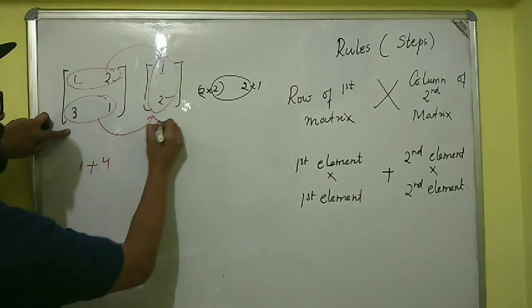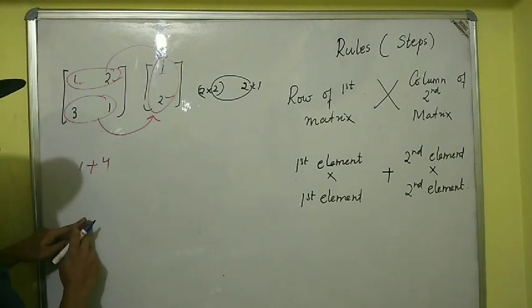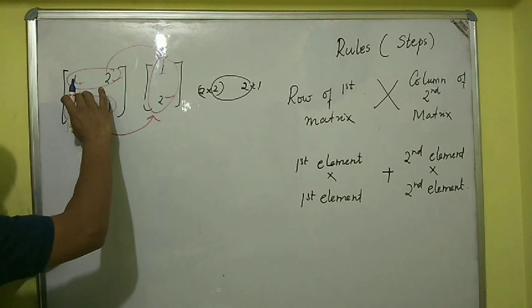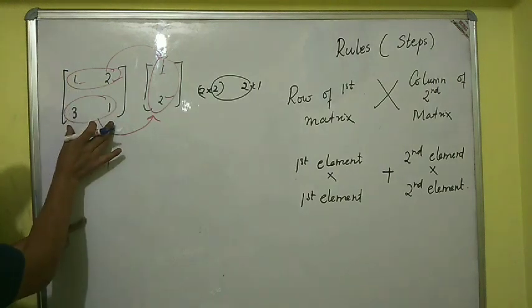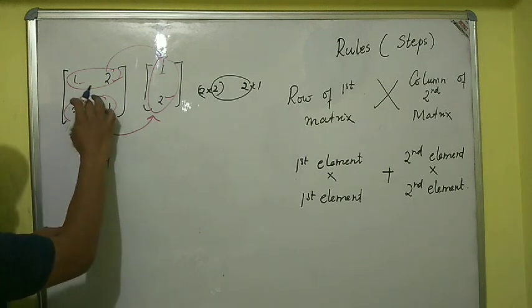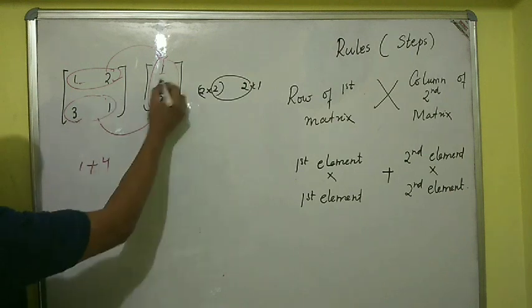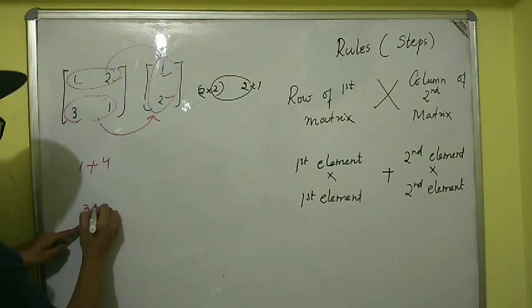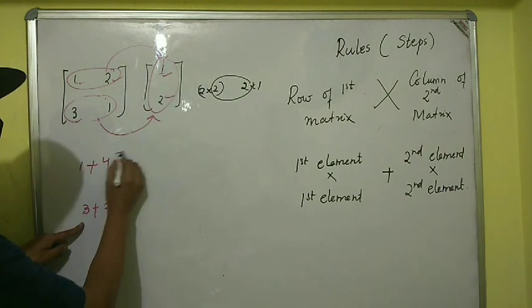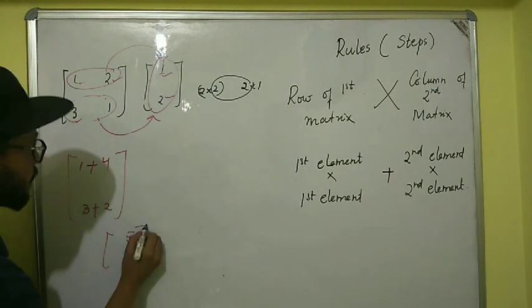Similarly, we repeat the same thing with this one. Now where will the element be, here or here? Yes, it will be here. Why? Because it depends upon the matrix we are multiplying with. This is the second column, so this will be here. So first into first, 3 ones are 3, then plus 2 ones are 2. So 4 plus 1 is 5 and 3 plus 2 is 5.